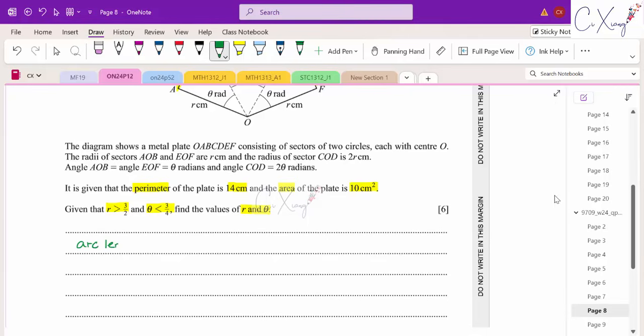In general, the arc length is r theta, where you take the radius multiplied by the angle. Then they are also talking about the area, so what is the formula for the area of a sector? It is half r squared theta. These are the two important formulas that we are going to use to solve the question. We'll start with the perimeter is 14 cm first.